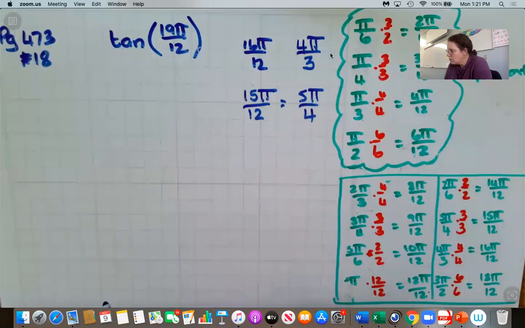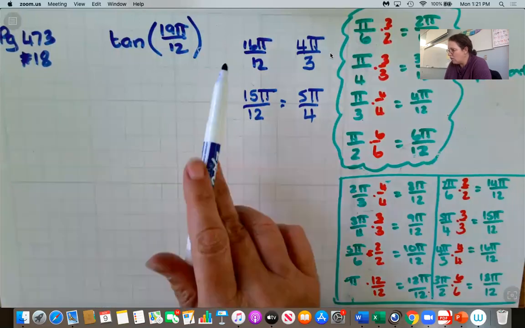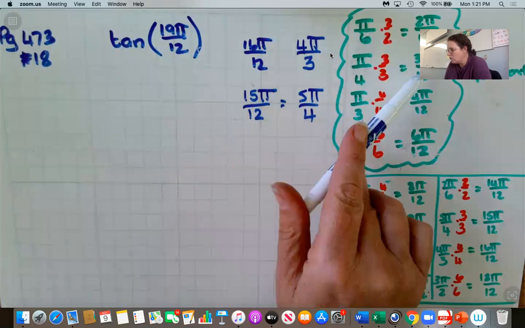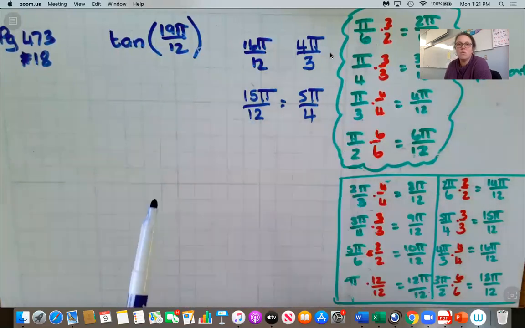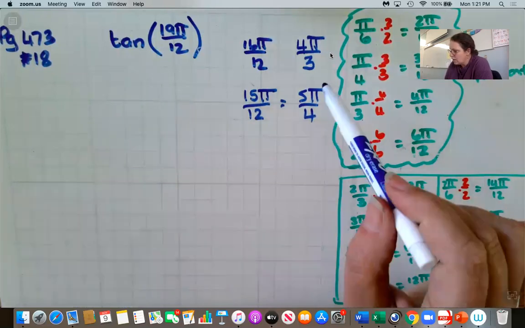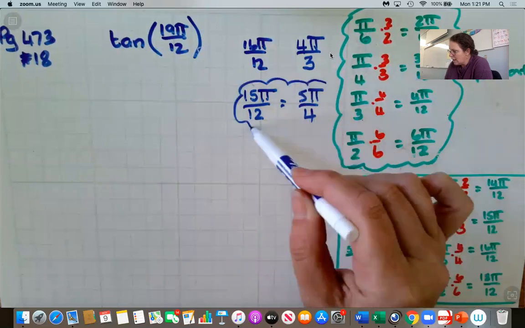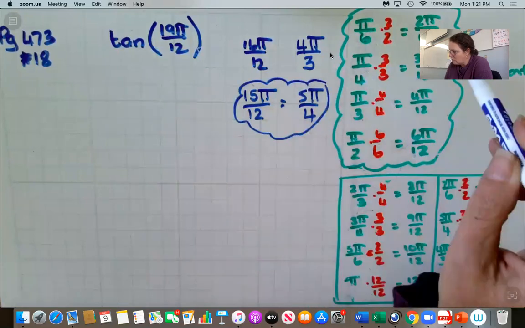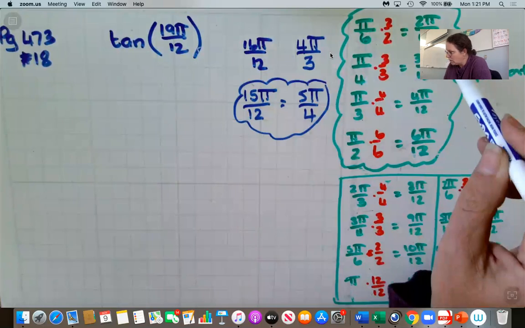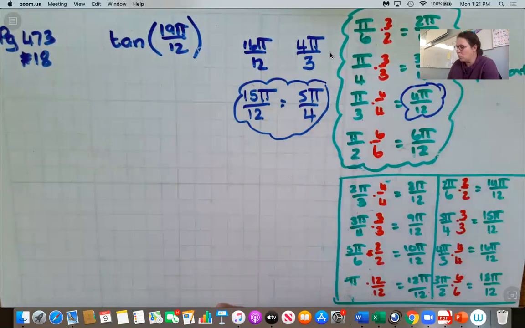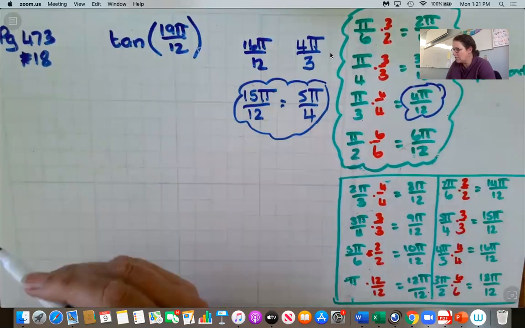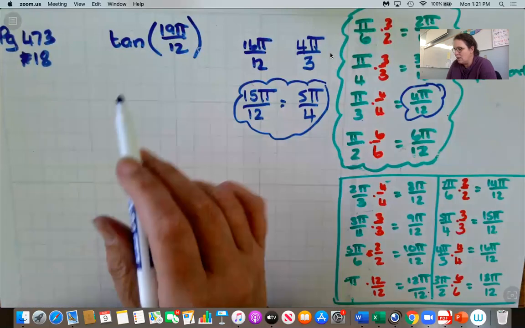So you could do a combination of either 16 pi over 12 plus 3 pi over 12, or you could do 15 pi over 12 plus 4 pi over 12. There's more than one way that you can do these. I'm going to choose to use 15 pi over 12 and 4 pi over 12. Again, you could have picked the other two as well. Both of them would work. You just need to find two things that are going to add together to give you 19 pi over 12.